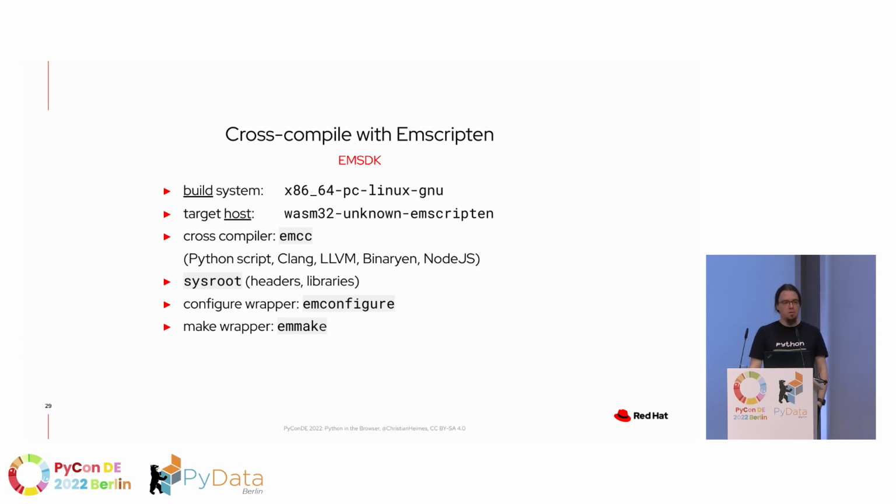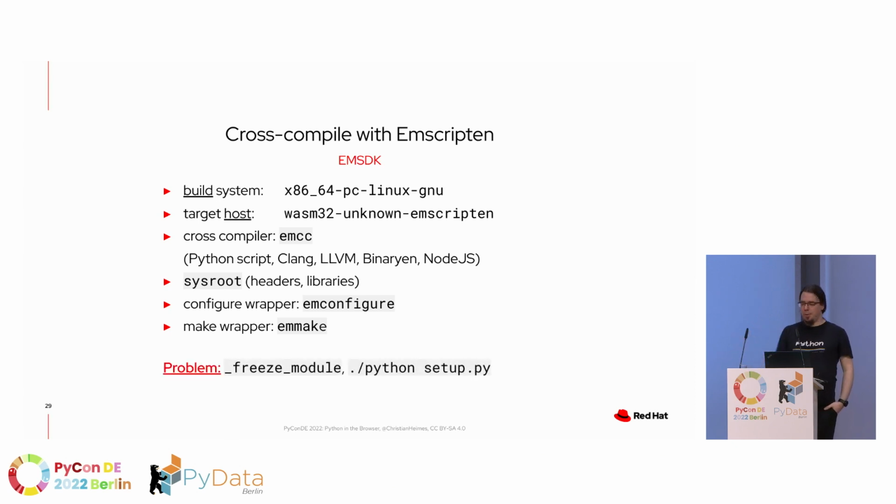We need a sysroot. This is just a change root which contains header files and libraries which are already pre-compiled for Emscripten. So like libc, we need that, that's in there. And we have two wrapper scripts that just set some environment variables and automate some annoying steps: emconfigure and emmake. So you do emmake or emconfigure, configure, and yeah.